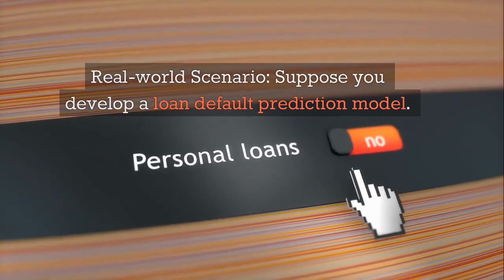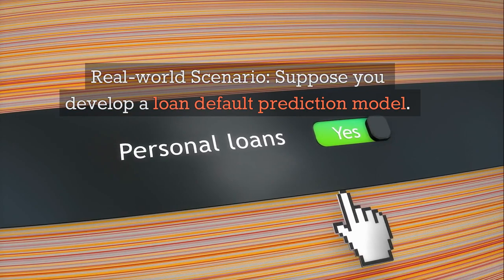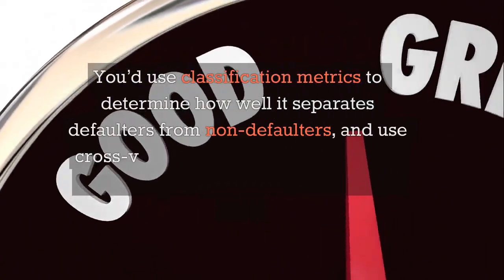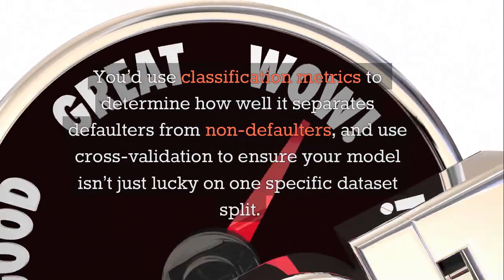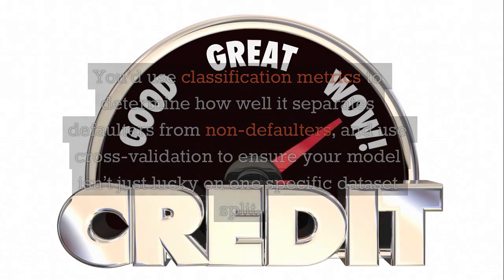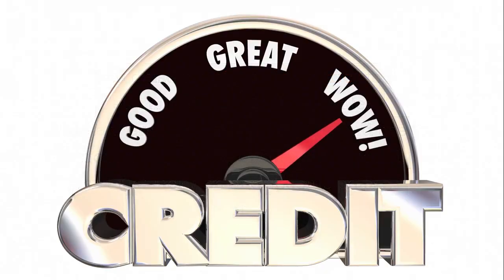Real-world scenario. Suppose you develop a loan default prediction model. You'd use classification metrics to determine how well it separates defaulters from non-defaulters, and use cross-validation to ensure your model isn't just lucky on one specific dataset split.